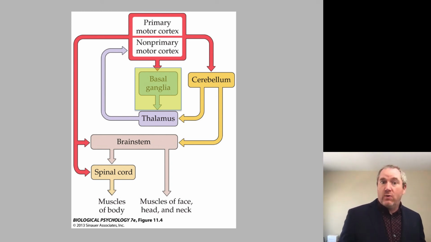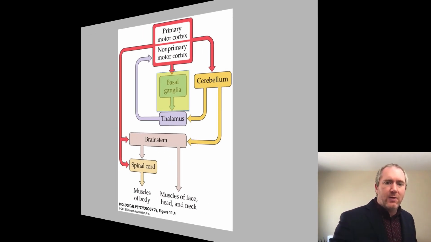So that's one big difference here. We've already learned about the primary motor cortex and how it sends down information through the corticospinal tract. The basal ganglia, by contrast, is part of the extrapyramidal motor system, which would allow for more refined movements that would then be conveyed down to the muscle.